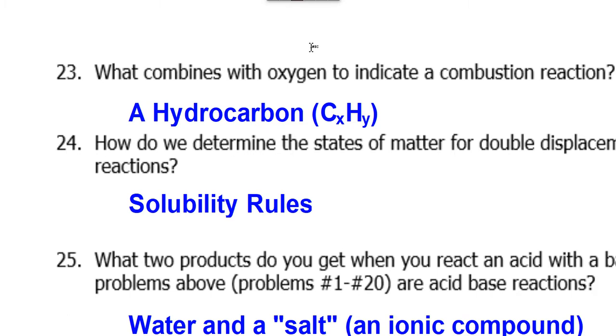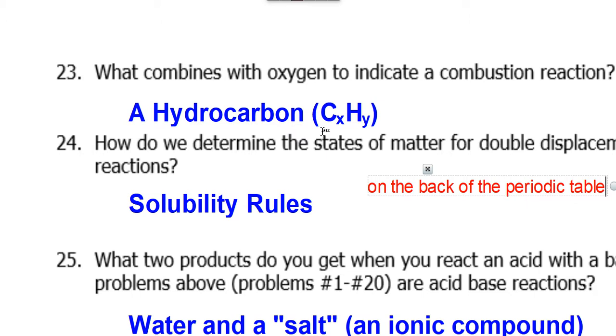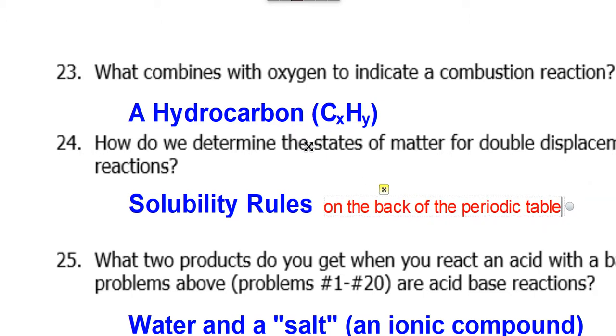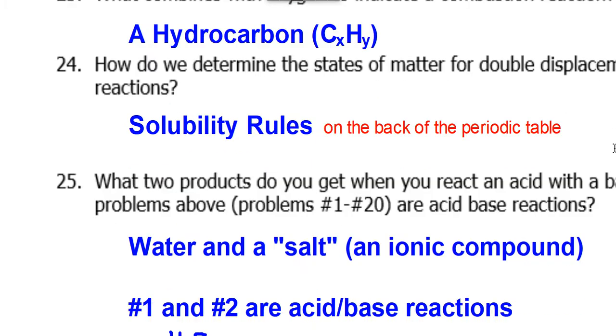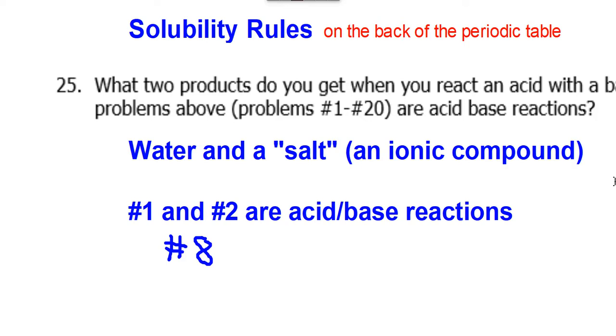What combines with oxygen in a combustion reaction? Some sort of carbon and hydrogen combination where X and Y are numbers. How do we determine the states of matter for double displacement reactions? We look at the solubility rules, which are found where? On the back of the periodic table. Yeah, it's hard to hear you there in the back, but you're right. The solubility rules are found on the back of the periodic table. Feel free to look back there on a regular basis during the test. That is, if you want to get those questions right.